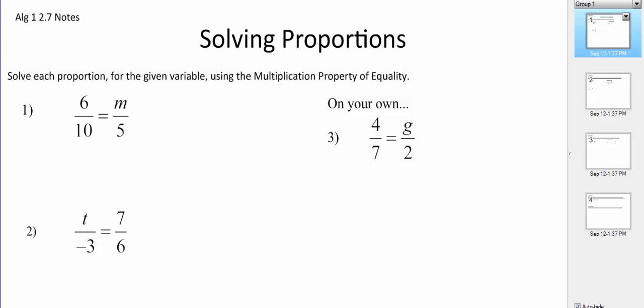Algebra 1 students, are you feeling a little down today? Well, I got something that'll make you feel good. Solving proportions. If you don't like this topic, then honestly, I don't know what could make you happy.